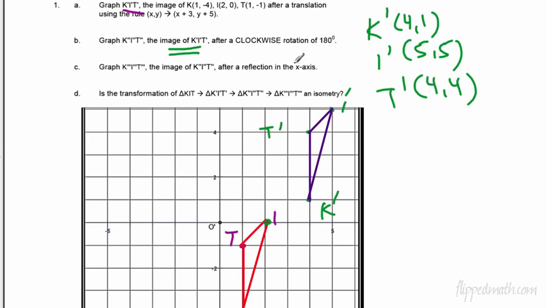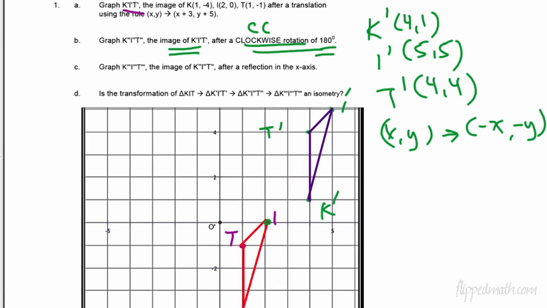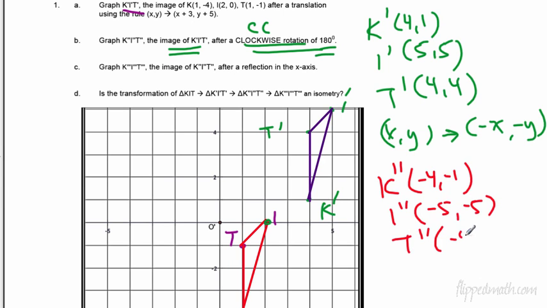We're going to use a clockwise rotation of 180. That's the same as a counterclockwise rotation of 180. The rule for that is (x, y) goes to (-x, -y). So our new points, let's use red, K double prime, would be (-4, -1). I double prime is (-5, -5). And T double prime is (-4, -4).